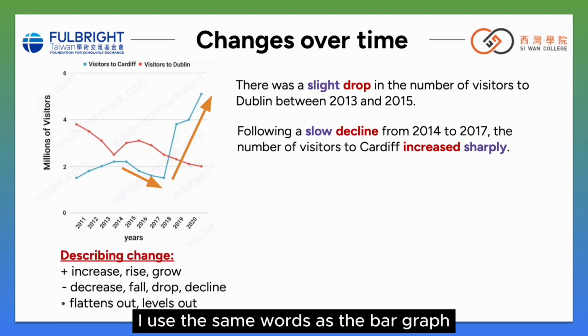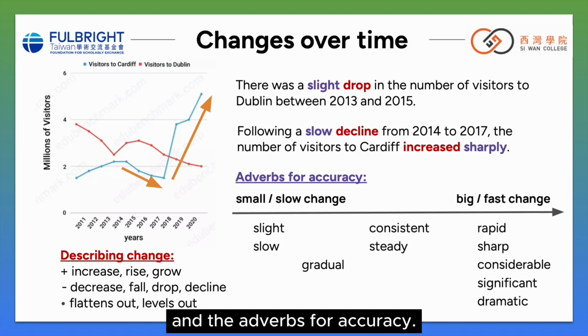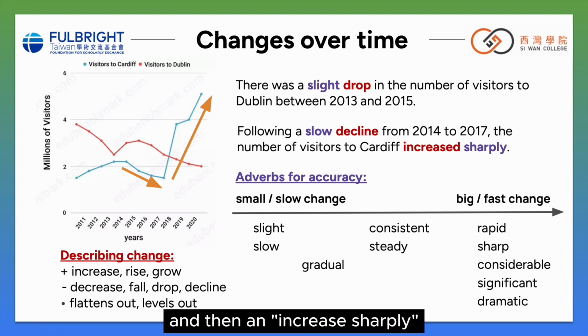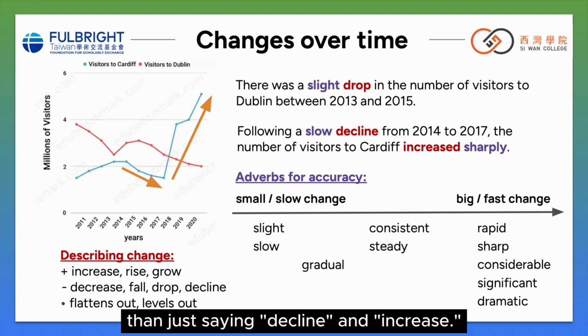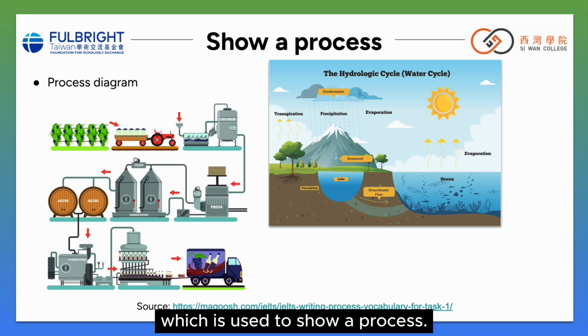I use the same words as the bar graph for describing change and the adverbs for accuracy. It's much more accurate to say a slow decline and then an increase sharply than just saying decline and increase. Now let's take a look at the process diagram, which is used to show a process.